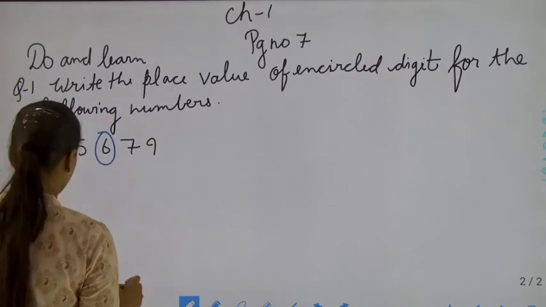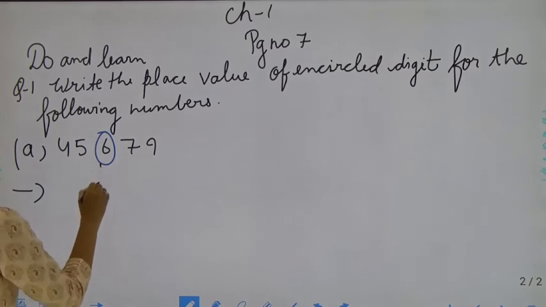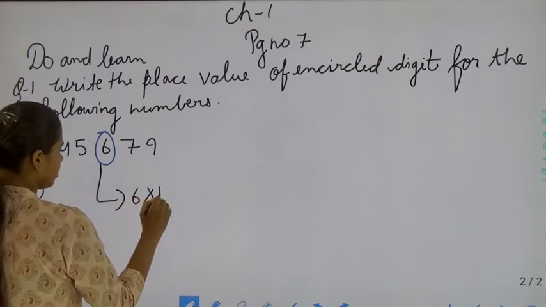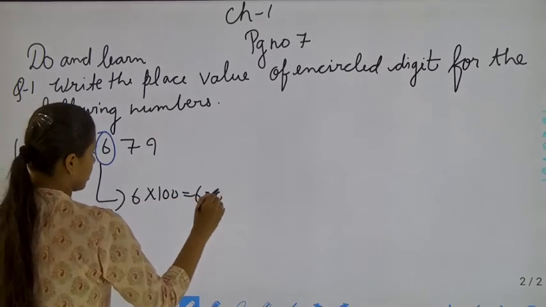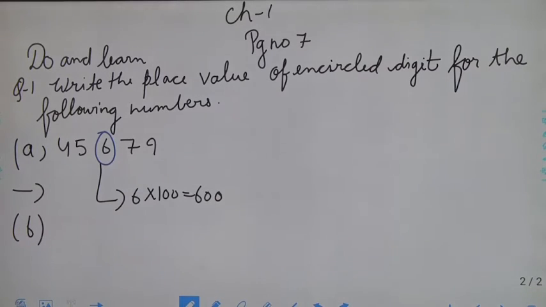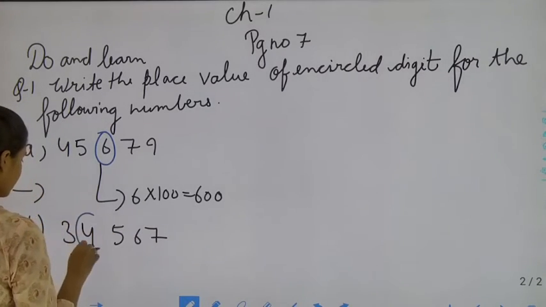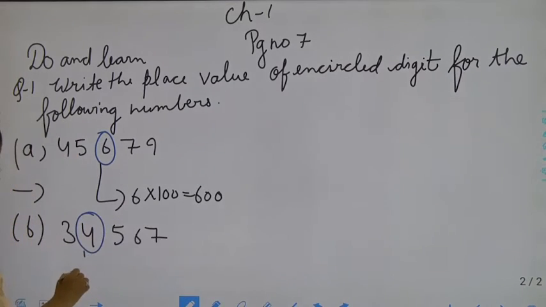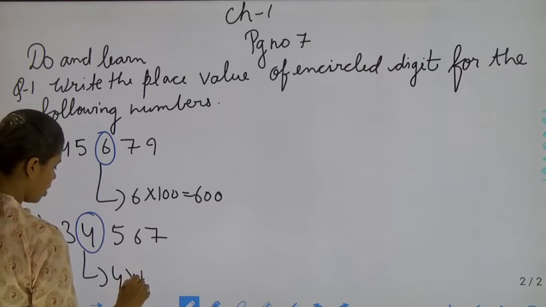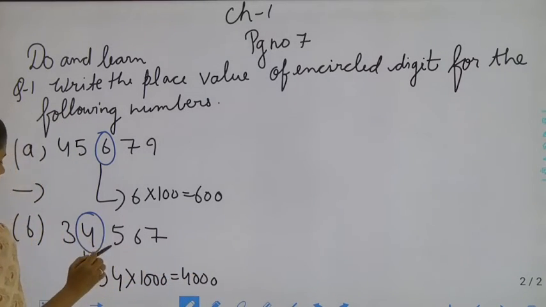That is 5,679. We have to tell the place value of 6. It will be 6 into 100. It will be 600. Now move to the next part, that is B part, 34,567. Now we have to tell the place value of 4. It will be 4 into 1000. It will be 4,000.